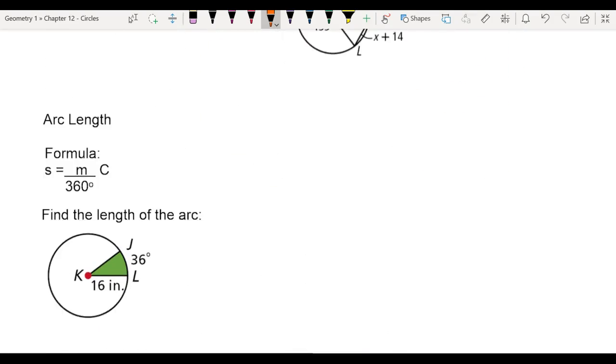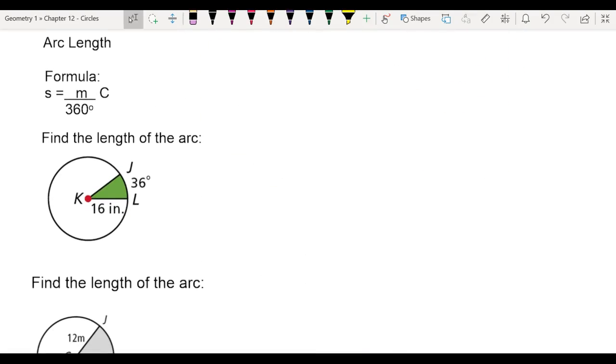Okay. We're going to jump to this arc length. Okay? There's 3 formulas that you need to have memorized for your next test. Okay, the first one is that circle formula where it was like x squared plus y squared equals r squared. Okay, so that's the first one. This is the second one, and then the third one is sector length. So for arc length, what it is S equals M over 360, and then C is circumference, so we're going to put 2 pi r there. Okay, so this is one formula you need to memorize.